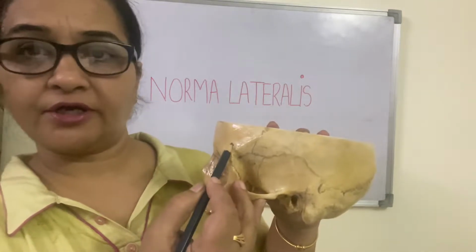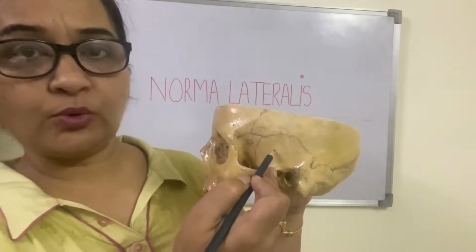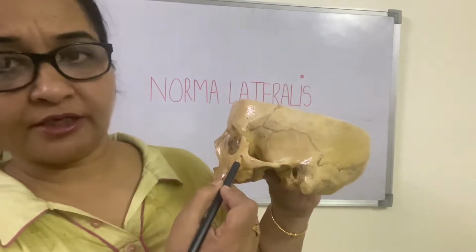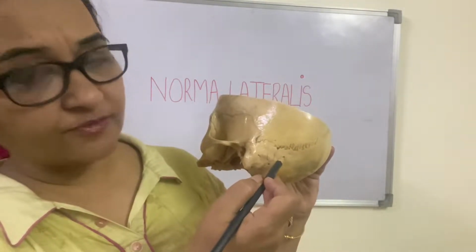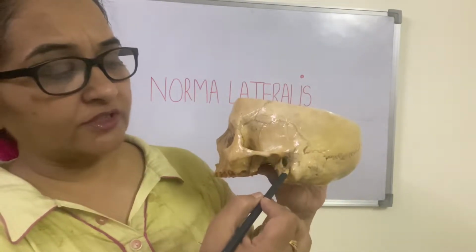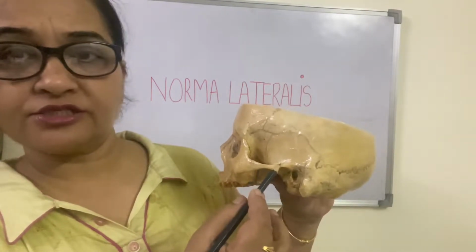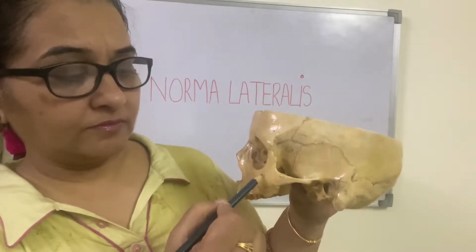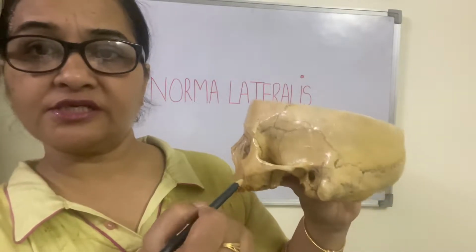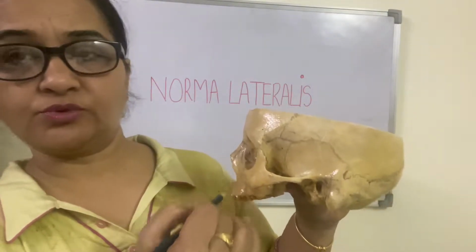So this is the frontal bone, then comes the parietal bone, then the temporal bone, then the zygomatic bone, then this is the occipital bone, then this is the squamous part of the temporal, this is the mastoid process of the temporal bone, then this is the zygomatic arch, then the maxilla is visible. You can see in the lateralis, this is the maxilla bone. Then these are the nasal bones.